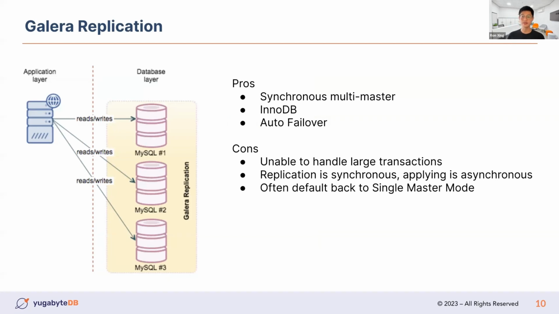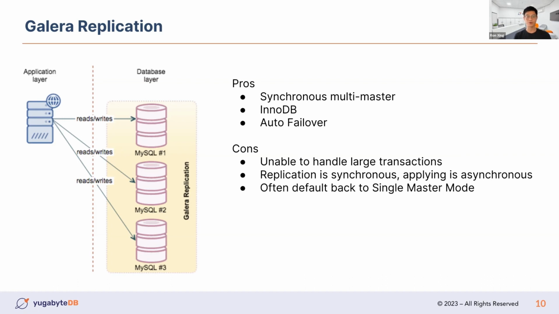Galera is another flavor of the vanilla version. No matter whether it's a MariaDB cluster or Percona XtraDB cluster, they all use Galera. They also use the InnoDB storage engine under the hood, and it supports synchronous multi-master setup and auto failover. But there are a couple of things you need to take note of. For example, it's not very good at handling large transactions or DDLs. And even though the replication is synchronous, the applying of those records is asynchronous.